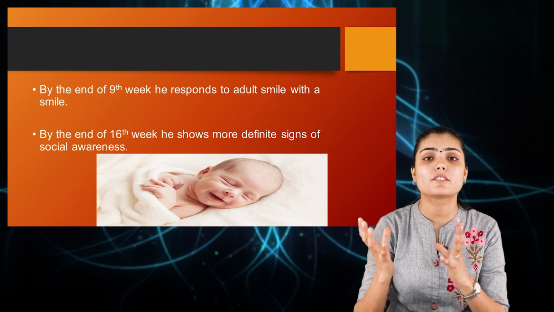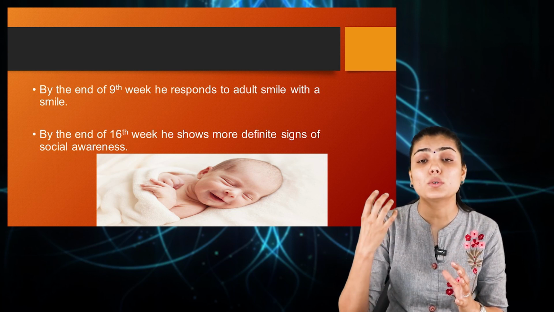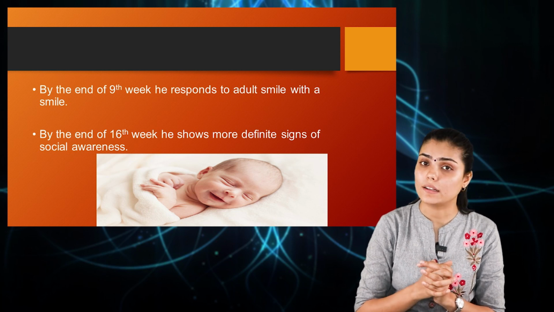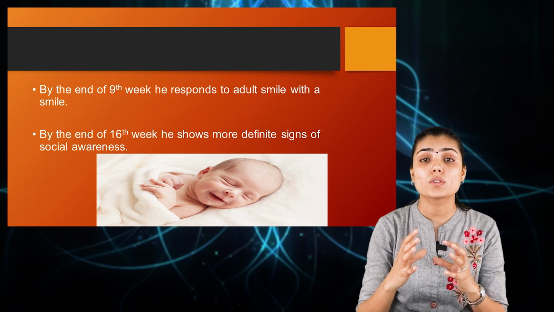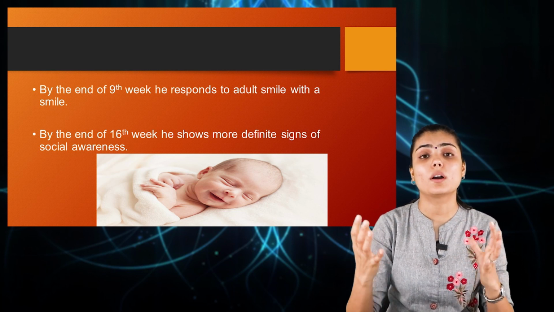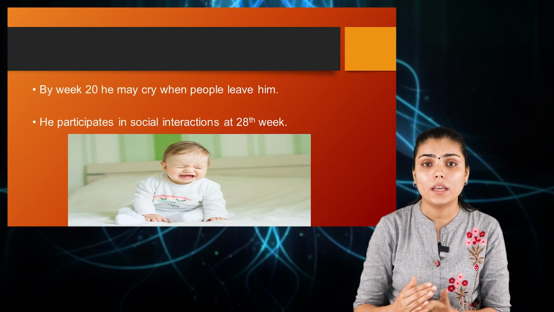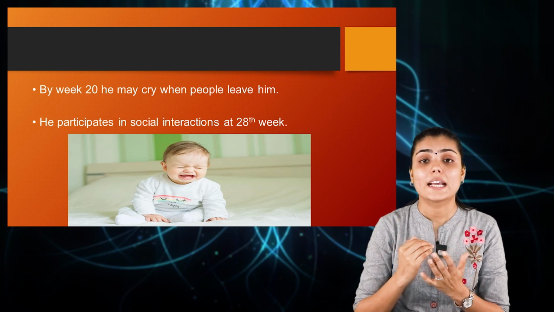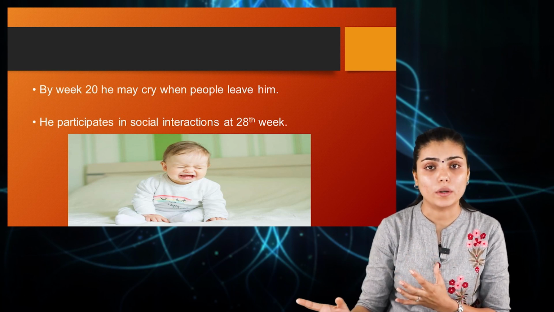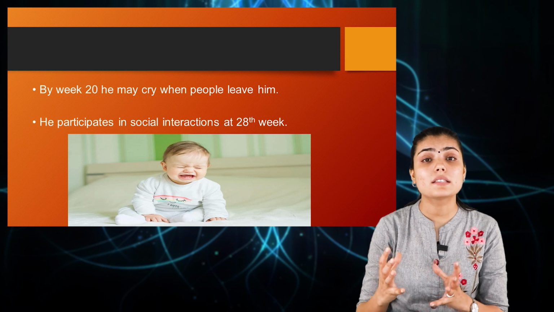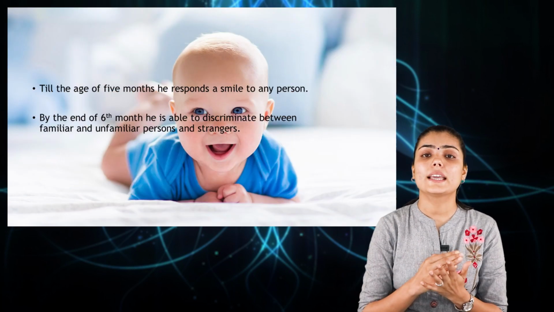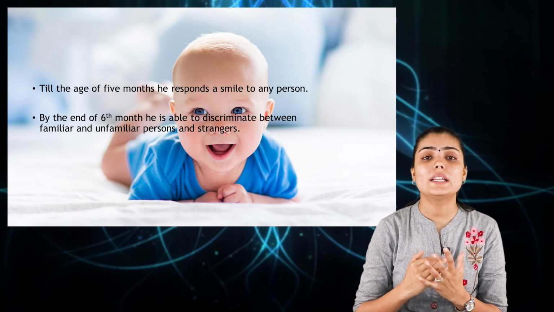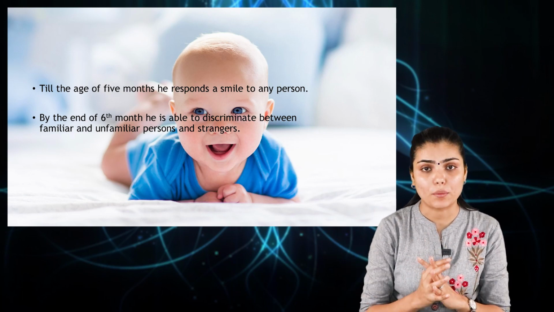By the end of the ninth week, the infant starts to respond to an adult by a smile, right? If someone is smiling at the infant, the infant starts to smile back to those adults. And by the end of the 16th week, the infant shows more signs of social awareness. By the 20th week, the infant starts to cry when people leave him alone and starts to participate in social interaction in the 28th week. Till the age of 5 months, the infant only smiles back to the people around, right?